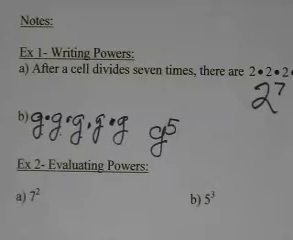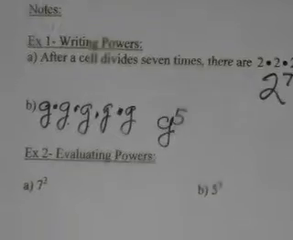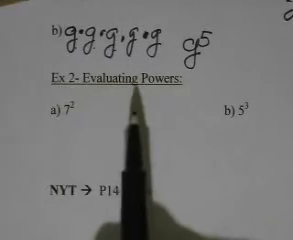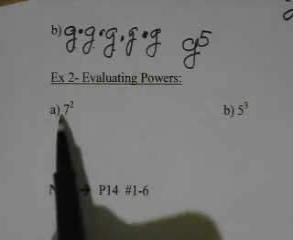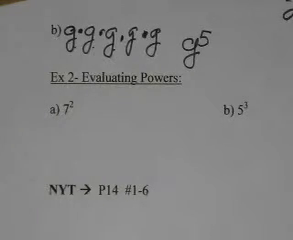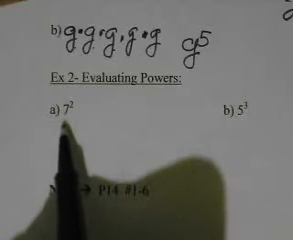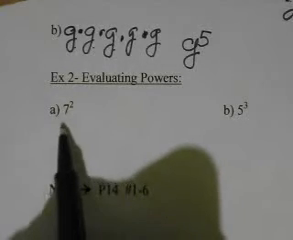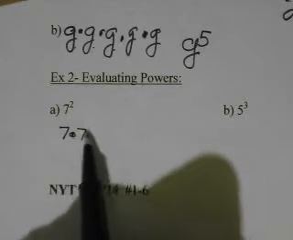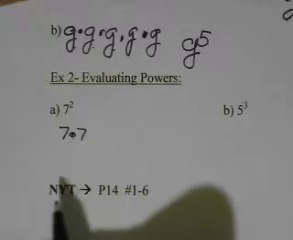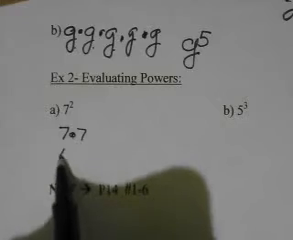Now, what if we wanted to go the other way? What if we wanted to evaluate the powers? If we wanted to do the math, what does 7 to the 2nd power really mean? 7, there are 2 of them. 7 times 7. If we do the math, 7 times 7 is 49.